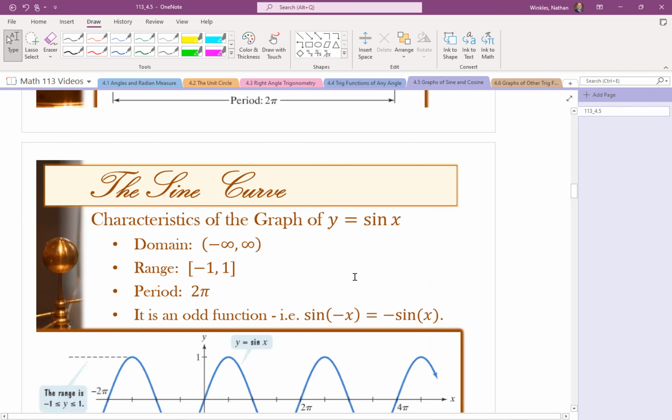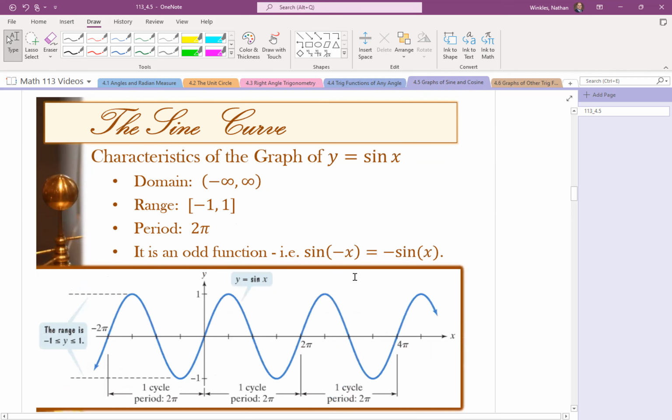So for the sine curve, it does keep going left and right as far as we want to go. It keeps going on forever. We can stop it at certain points in terms of cycles. But some characteristics that we have for our graph is that the domain is negative infinity to infinity. Its range is brackets -1 to 1. It has a period of 2 pi, because that's how long it takes us to go through every value and start back in the same way again.